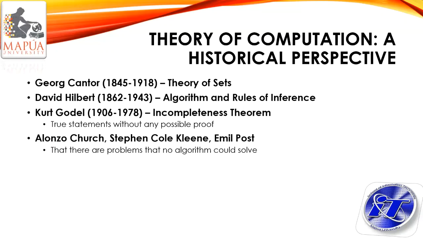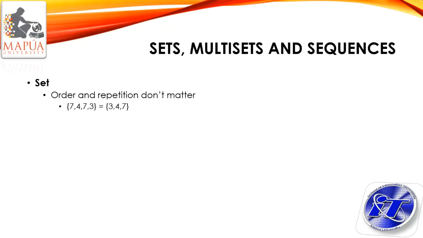And also Church, Stephen Kleene, and Emil Post. They said that there are some problems that cannot be solved. There's no algorithm that can solve these problems, or some problems cannot be computed. Now let's have a review about sets, multisets, and sequences.